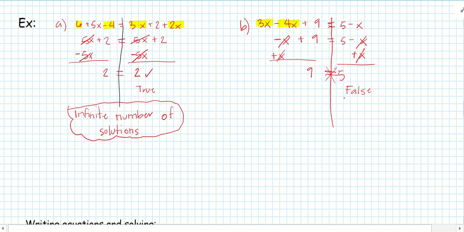This is not true. So because the variables dropped out, the variables canceled, and I ended up with a false statement, then this is a no solution example. Or this is an example of a no solution answer, okay?